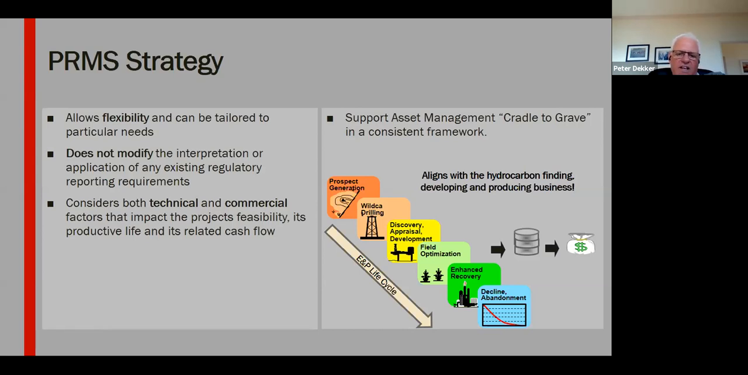It considers both technical and commercial factors that impact the project feasibility, its productive life, and it's related to cash flows. So cash flow is important there, and it helps you to identify the cash flow in the project. It supports asset management from cradle to grave, so really from exploration, generating your prospects, up to the end, the decline and abandonment. You go through the whole system.